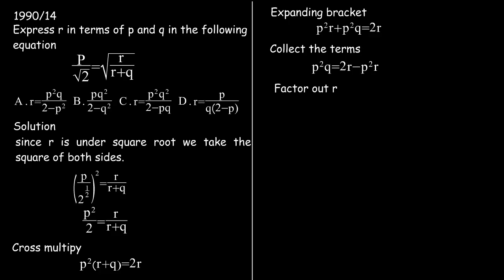Now we're going to be factoring that r in our right hand side, and when we do that, it becomes p squared q is equal to r into (2 minus p squared). Now at this point, we're going to be dividing both sides by the coefficient of r, which is 2 minus p squared, and when we divide both sides, it becomes p squared q divided by (2 minus p squared) is equal to r, which will make r to be equal to p squared q divided by (2 minus p squared), and our correct option is A.